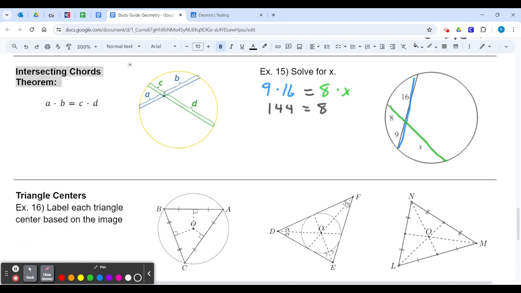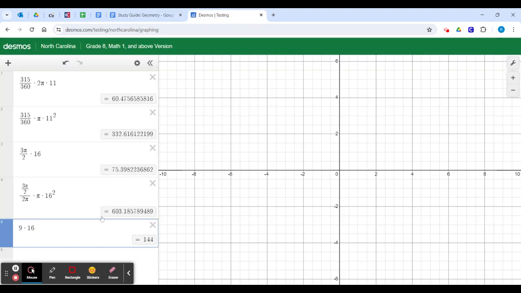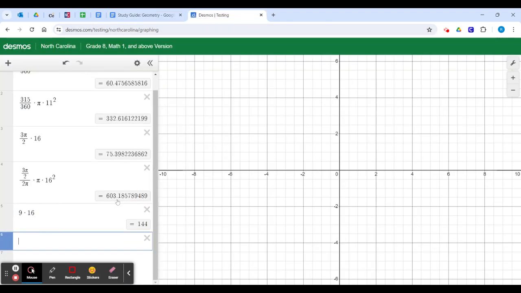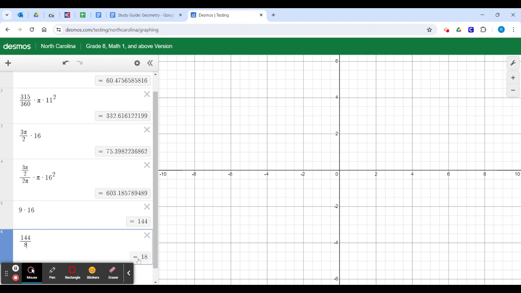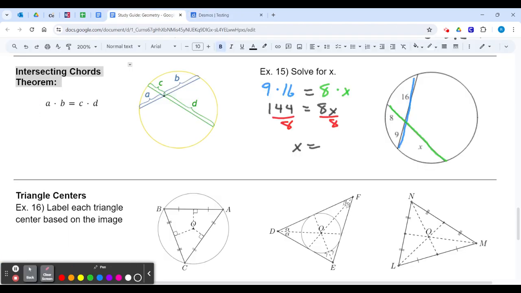So all we really need to do is take this 9 times 16, which gives us 144. That is going to be equal to 8x, and then we can simply divide by 8 on both sides and come up with our x value, which, let me just do that in Desmos because my mental math is not there right now. 144 divided by 8, that gives us 18 as our answer for x.